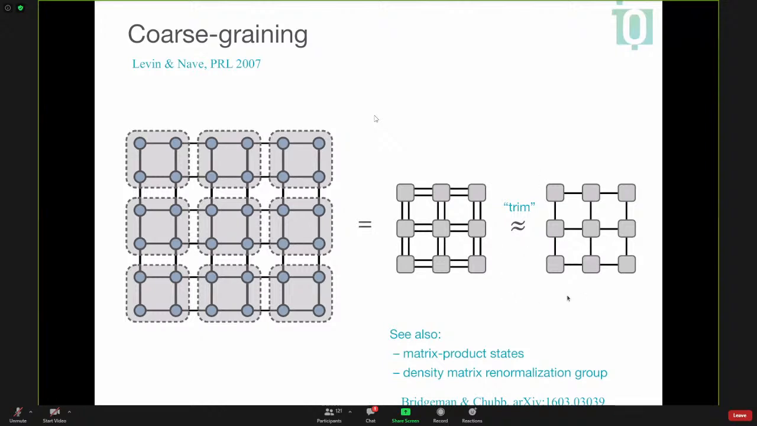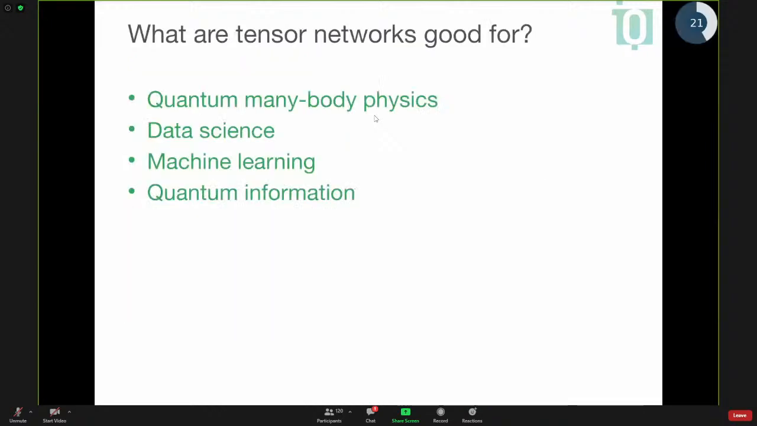So even though tensor networks were introduced to do this trimming and this coarse graining approximately, from now on, what I will be discussing, we will be doing things exactly. So we will not be trimming anything. And I will get back to why we want this to be exact. Okay, so that is my brief introduction to tensor networks. I can take any questions that you have, if there are any.